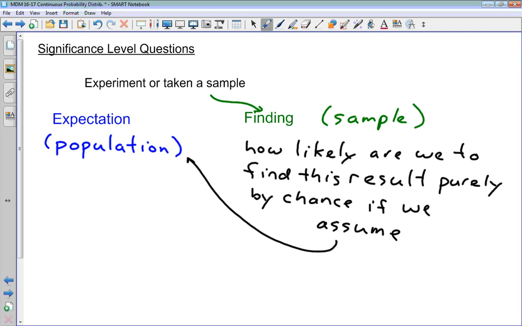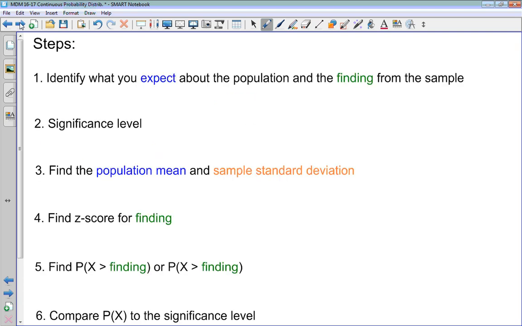So if we assume the expectation is true, if we assume this stuff over here. So the general steps that you go through in approaching a question like this is first, while you read the question, you identify what the expectation is, or what you expect about the population, and what you are finding from the sample. And remember, it's this finding, this result from the sample that you want to find the probability of.